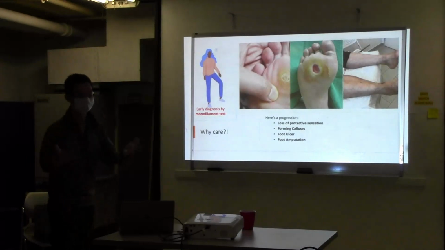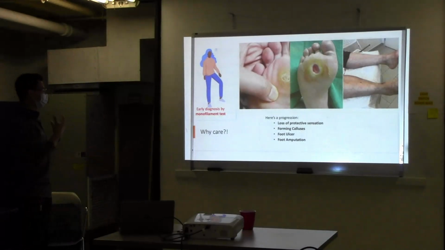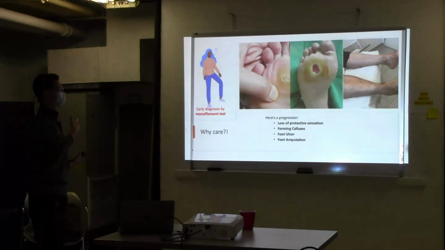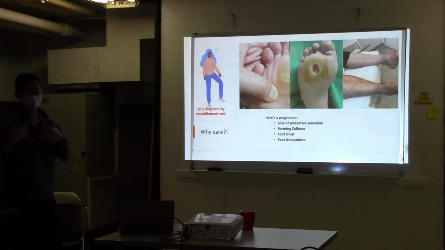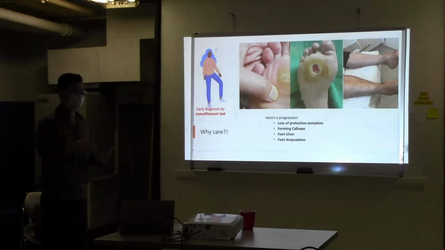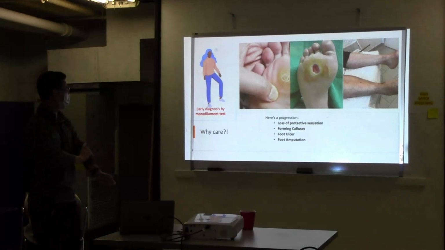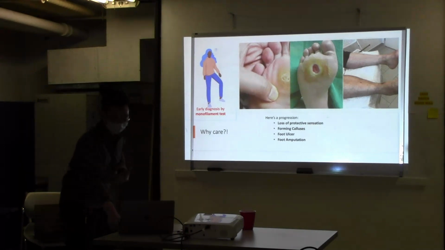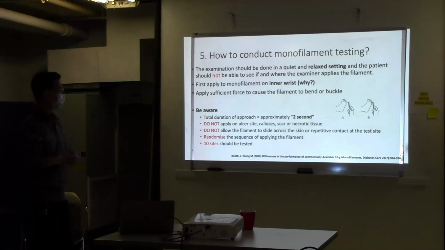So why do we even care about the monofilament test? Because we want to find the loss of protected sensation. If we don't find it, it could lead to a callus because of the pressure, as you see in the second picture, and the callus could lead to an ulcer, infection, and even amputation. We want to prevent amputation, ulcers, and calluses, so that's why it's really important for us to conduct the monofilament test. At the clinic, we always check the monofilament test to find any loss of protected sensation. And so how do we conduct the monofilament test?